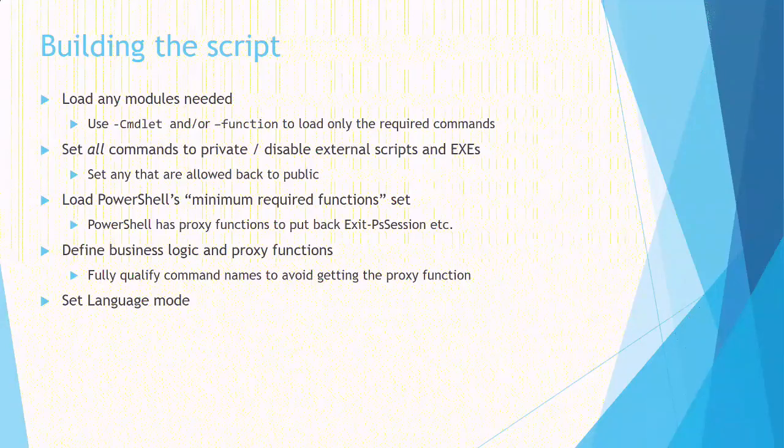So the script is pretty straightforward. It was: load the commands that you need. So when you do Import-Module, you say, well, okay, but I don't want to load every command in that module. So load these modules, use the cmdlet switch to narrow down the ones you're loading, set everything private, and then enable the thing you want to have available. That was the easiest way of doing that.